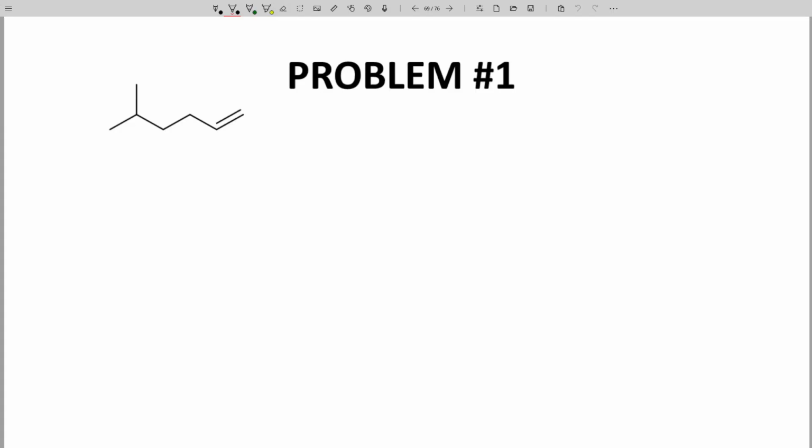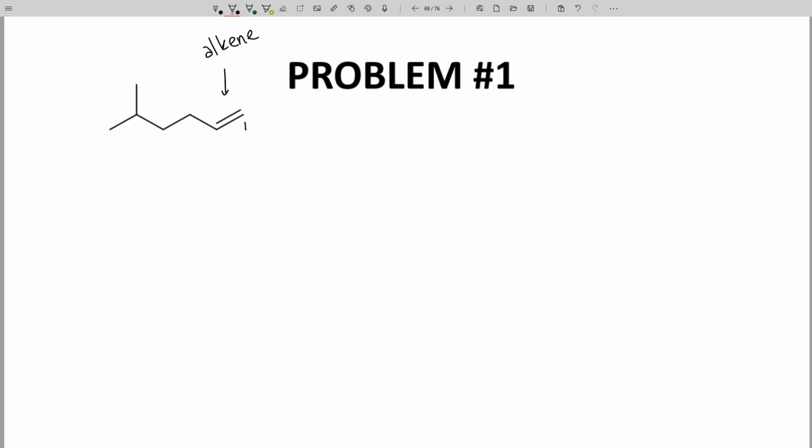Problem number 1. So we can see in the upper left corner, here's our problem. What is our highest priority functional group? Well, it's going to be this alkene. So we're going to want to consider the alkene as the highest priority functional group. So we want to find the longest carbon chain that contains the alkene. And it turns out we can find a 6-carbon chain. Now we're going to number this chain so that the alkene gets as low a number as possible.